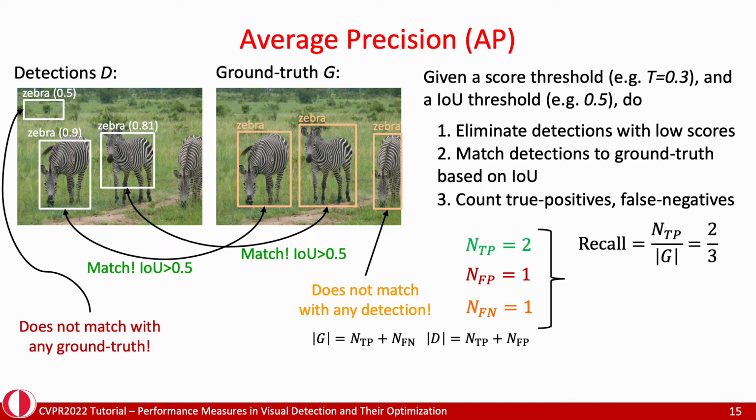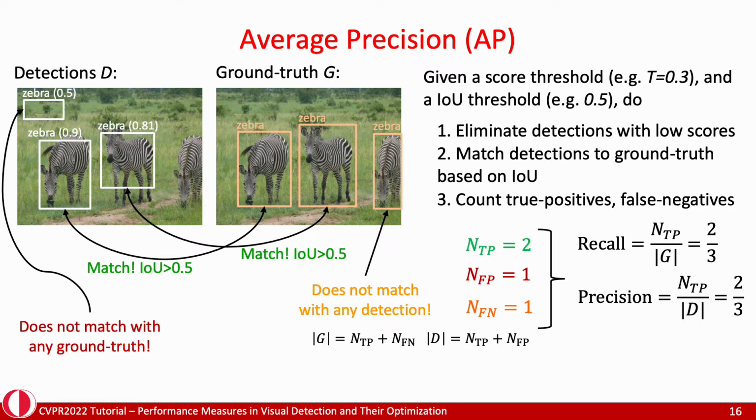From here, we can now compute recall and precision. Recall equals number of true positives divided by the total number of ground truth annotations. In this case, it turns out to be 2/3. And precision, which equals the number of true positives divided by the total number of detections, is also 2/3.